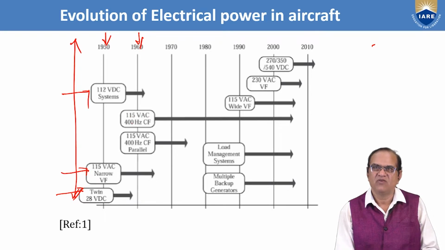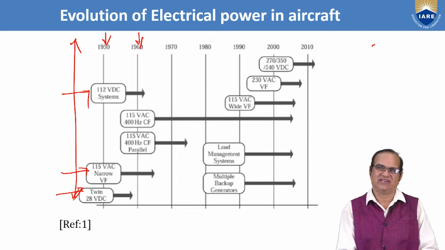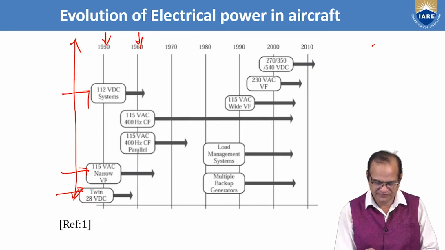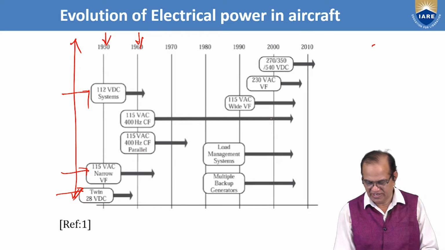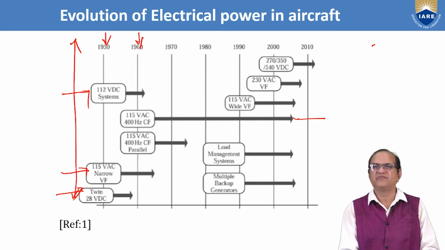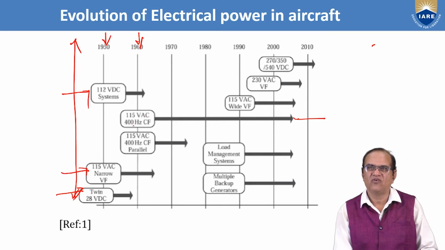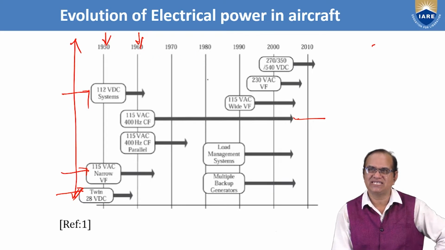A new thing has come: 400 hertz constant frequency. Here we also have 115 volt AC, 400 hertz constant frequency, in parallel. Two engines have started, two systems have started. This system is still used. 115 volt AC and 400 hertz constant frequency is still used. But from 1960 to 1980, there was only this system.